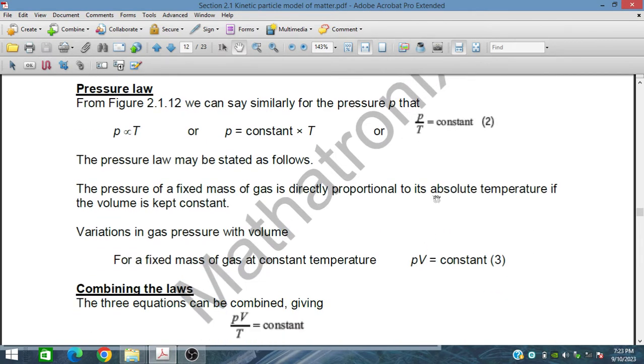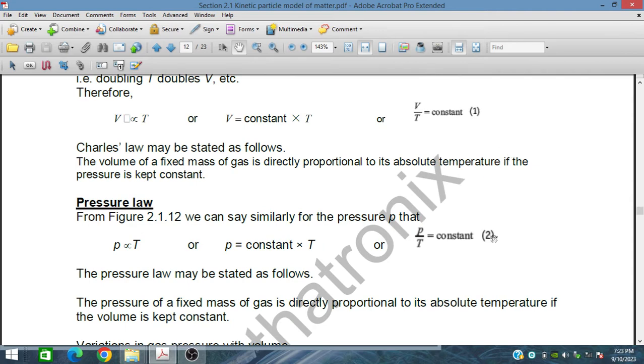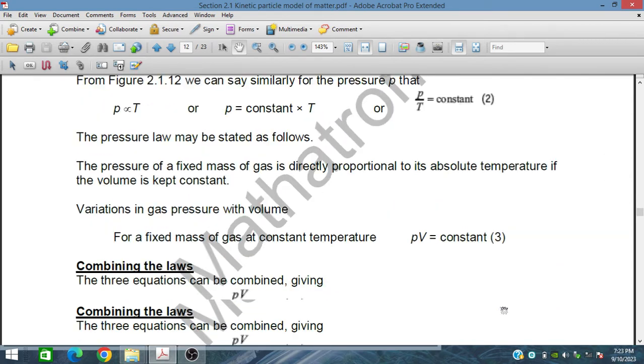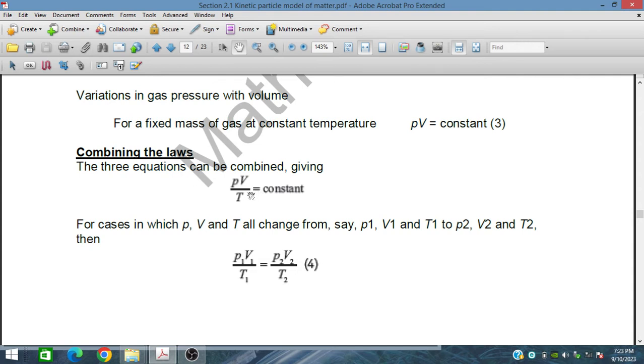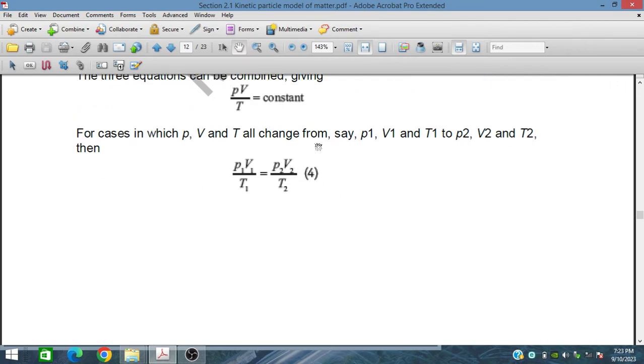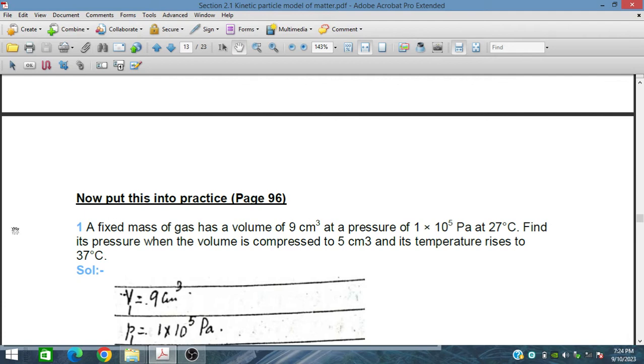By combining equations 1, 2, and 3, we can write that PV upon T is equal to constant. For cases in which P, V, and T all change, from P1, V1, and T1 to P2, V2, and T2, then P1 V1 upon T1 is equal to P2 V2 upon T2. This is called the gas law. And now we put this into practice on page 96.